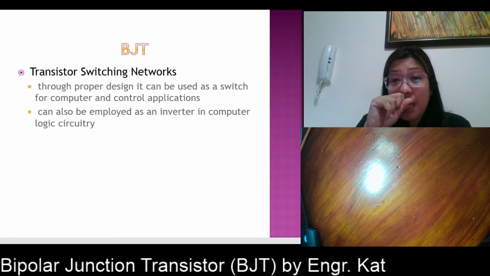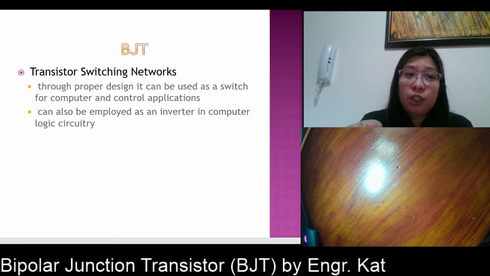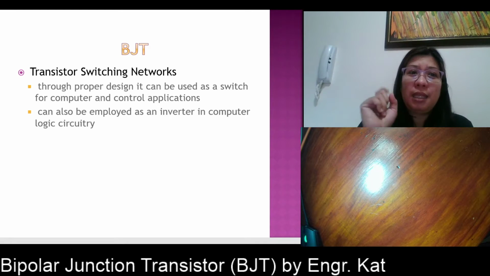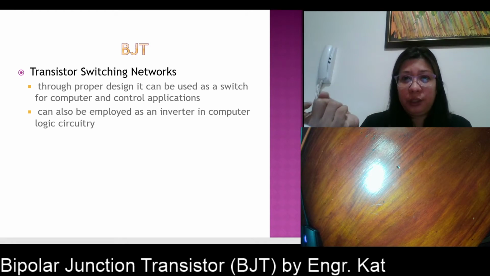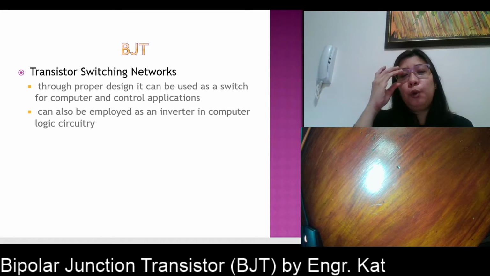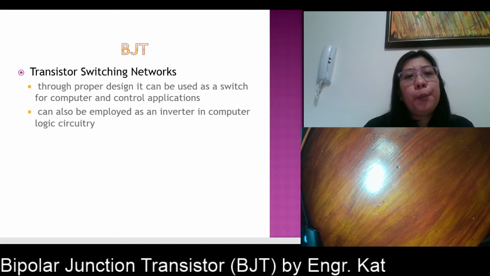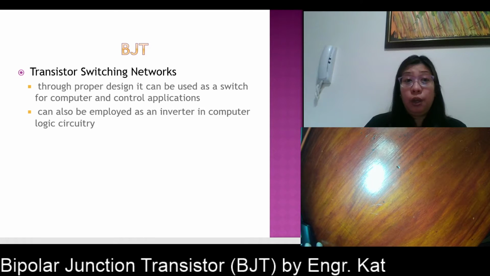But aside from an amplifier, your transistor can also function as a switch or as an inverter. Through proper design, your transistor can be used as a switch for computer and control applications, and it can also be employed as an inverter in computer logic circuits. So what do we mean by an inverter?